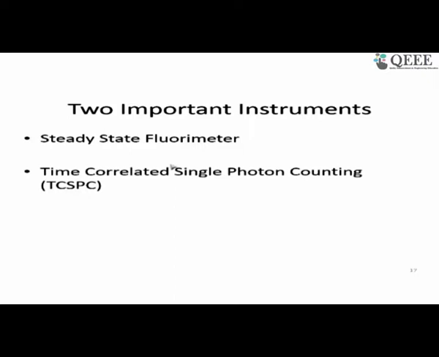Now there are two important instruments you need to familiarize as far as fluorescence is concerned. One is called steady state fluorimeter or fluorometer, and another one is called time correlated single photon counting. I will briefly tell what the difference it is.